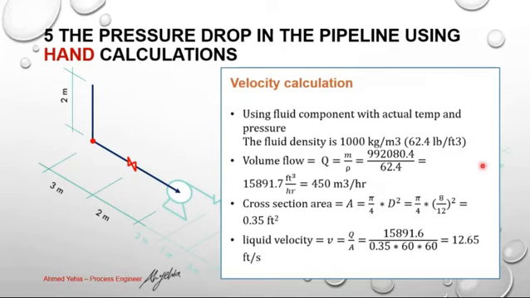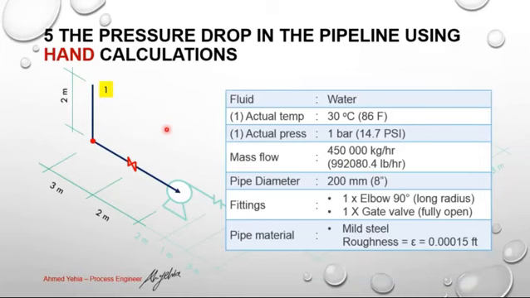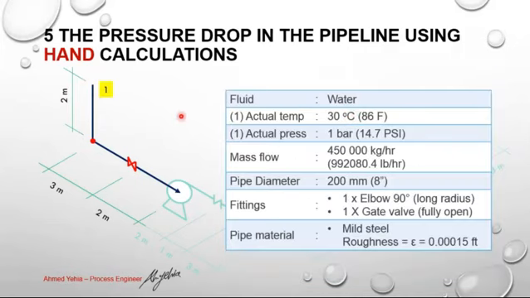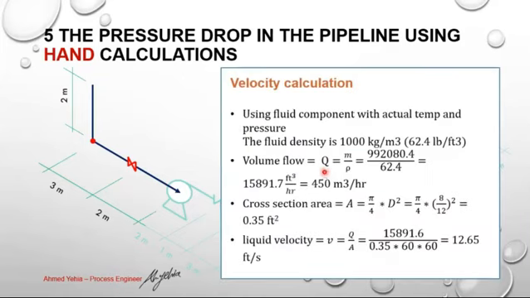The first thing we will calculate is the velocity. The velocity equals the volumetric flow divided by the area. We will get the volumetric flow and the area. Volumetric flow is equal to mass divided by density. We have the mass from the given data, and we know this fluid is water at the actual temperature, so we can calculate the actual density. The volumetric flow finally is 15,891.7 foot cube per hour or 450 meter cube per hour.